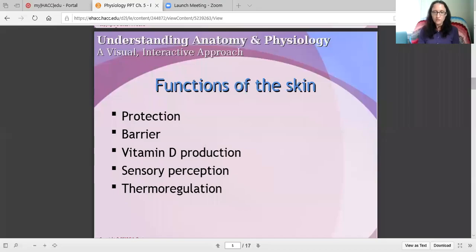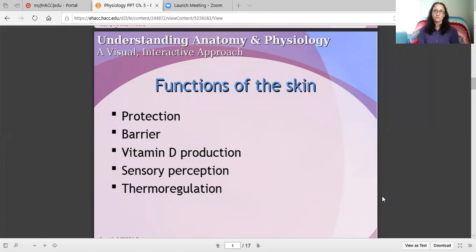Okay, let's talk about functions of the skin. This is at the top, page 74. Here we are. So the functions of the skin. There are 5 functions, and then of course we break them down from there.